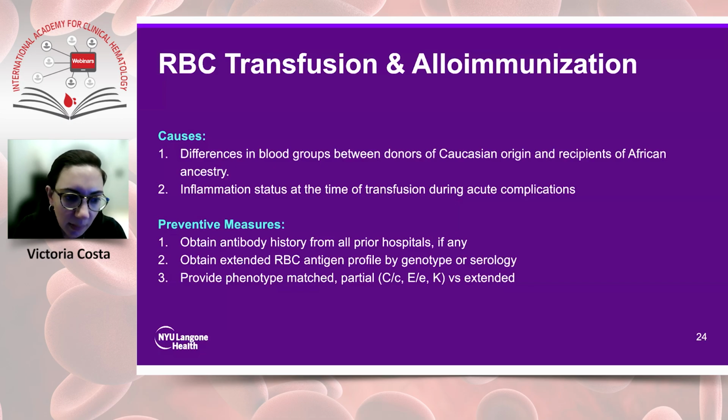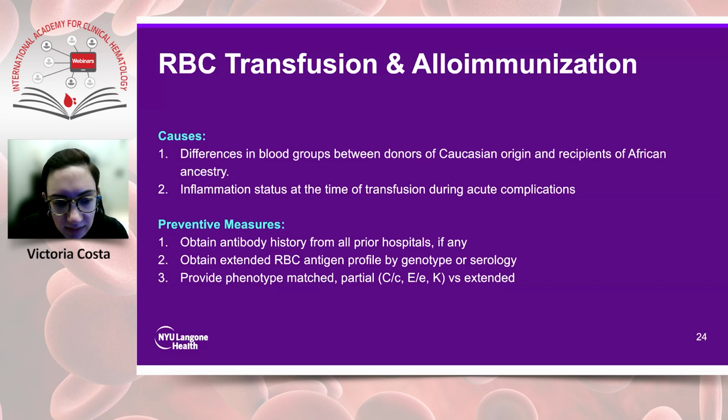The second reason is that many are receiving blood during these acute phases, and the inflammation status at the time of the transfusion kind of revs up their immune system. They're more likely to develop an antibody. There are many preventative measures in place within the blood banking community in collaboration with hematology. One is to communicate with other blood banks that have treated these patients to obtain antibody history from all prior hospitals so we can respect those antibodies and provide appropriately antigen negative blood, even if we have no evidence of a red blood cell antibody at our facility.